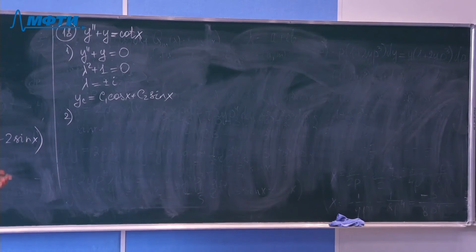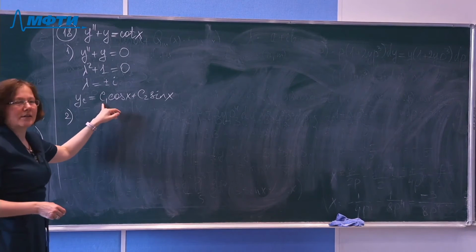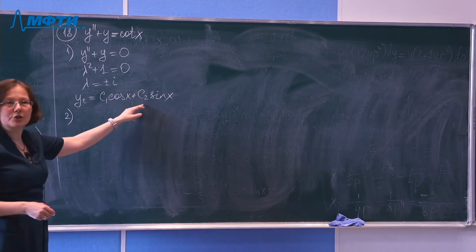Step number two. Now the variation of parameters. You can see that we have two constants, c1 and c2.